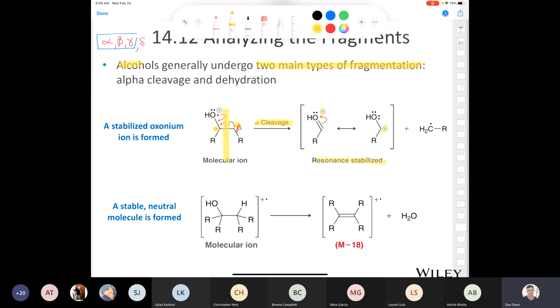Another possibility is that alcohols just lose water. What's the mass of water? 16 plus 2, 18. So if you noticed, all of the fragments that we've lost so far were what? 15, 29, 43, 57. They were all odd numbers. So if you lose 18, that's a dead giveaway that you've lost water and you probably have an alcohol.